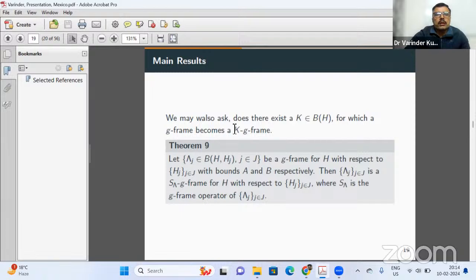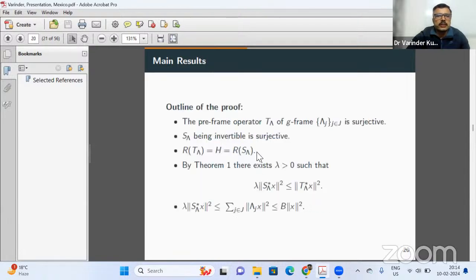Now we may also ask what are the conditions on operator K such that a G frame will become a Kg frame. In this regard, we have this result: if lambda j is a G frame with respect to Hj with bounds A and B respectively, then lambda j will always be a Kg frame if I take my operator K to be S lambda, the frame operator. With the help of that frame operator, it will always be a Kg frame if I take K to be S lambda. And this is how we have proved this result.